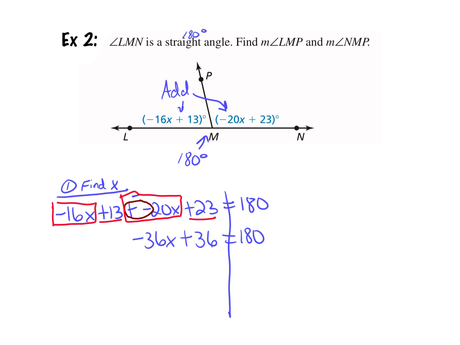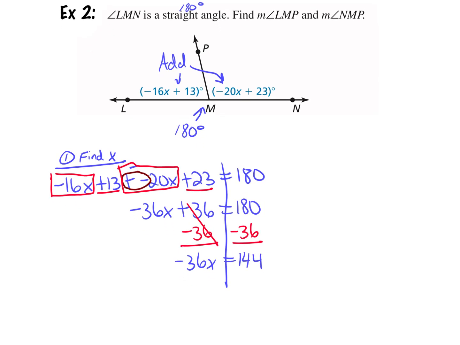After you try that, it gives you negative 0.25. Nope. All right, so negative 36x is equal to 144, right? Yes. And then what's the next step? Divide by negative 36. You'd have to keep it exact. And x is what? Negative 4.